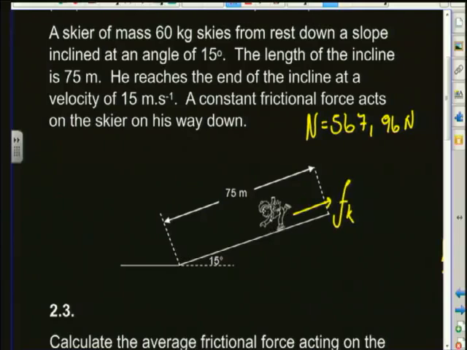They want the average frictional force acting on the object. First thing you need to say to yourself, can I use friction equals coefficient of friction times normal? Can I use this? Answer, no. Don't know mu k, okay? You cannot use tan theta and use the 15 degrees to calculate the mu because it's not static friction. So we can't do that either, okay?